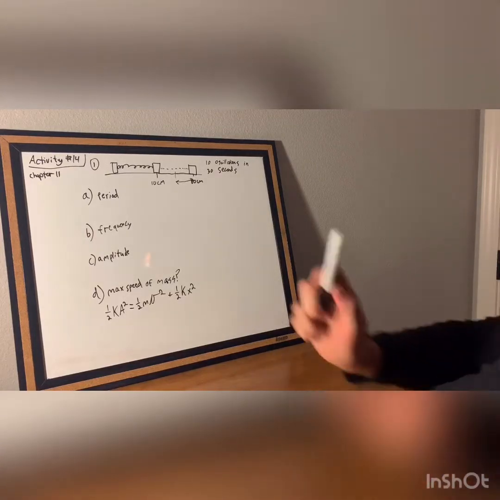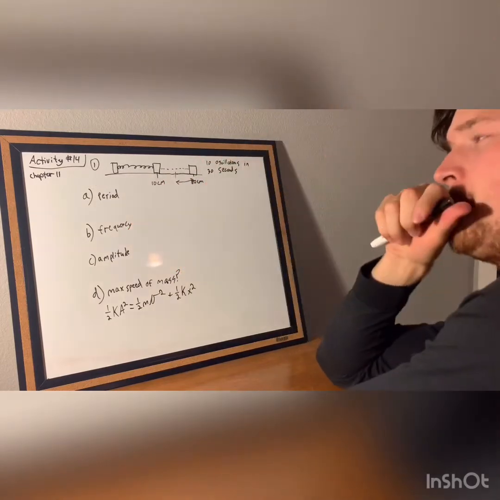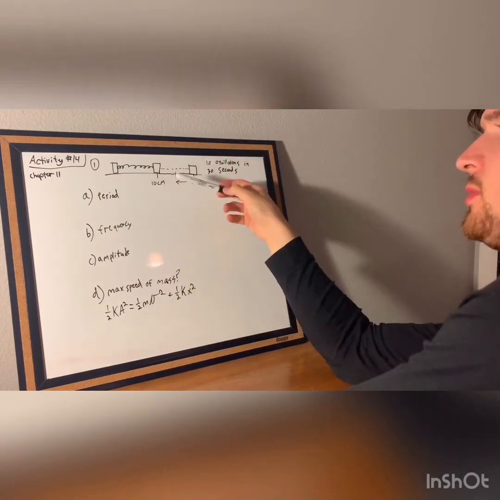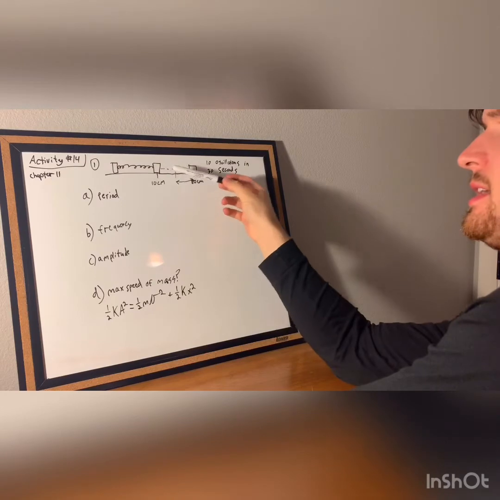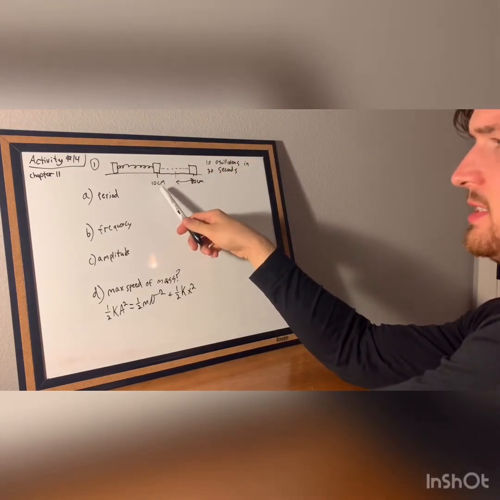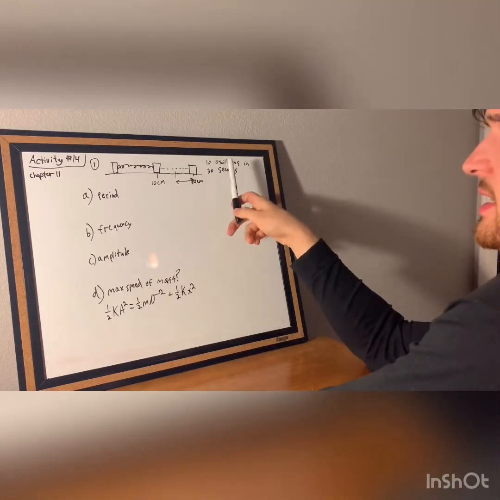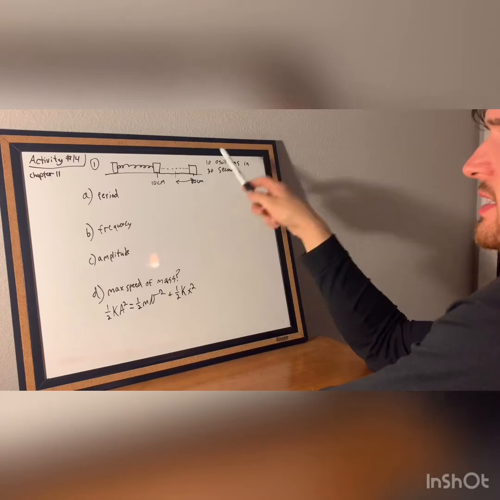Okay, so first I'm going to be going over activity number 14. This one includes just chapter 11. So this is going to be number 1, and what we have is a block that is connected to a spring, and what we're told is that it's oscillating between 10 centimeters and 80 centimeters. What we're also given is that it is oscillating 10 times per 30 seconds.